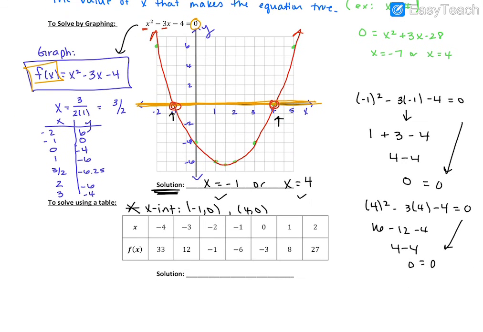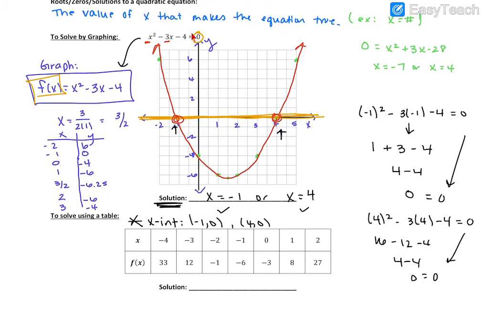All right, so solving using a table. This next one, we are looking for a solution of an equation, and we're looking for, remember, like up here, 0 is replacing f of x. So we're going to look on the f of x column, and where would 0 fall? 0 would be here in between 12 and negative 1, and then it would be again over here between negative 3 and 8.